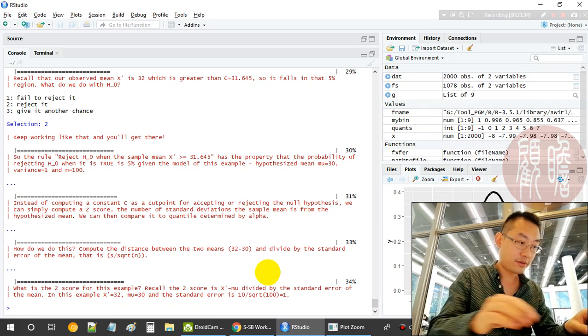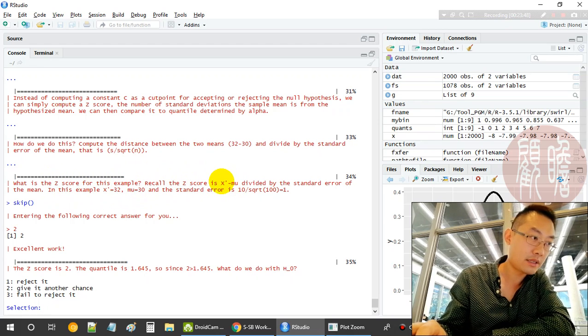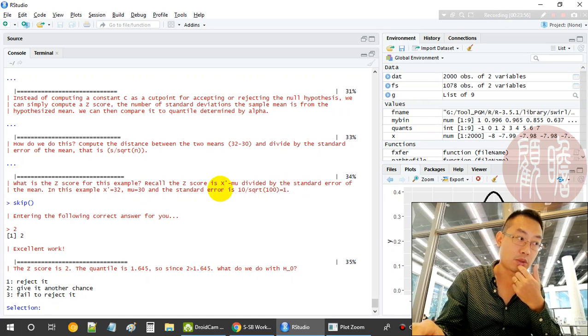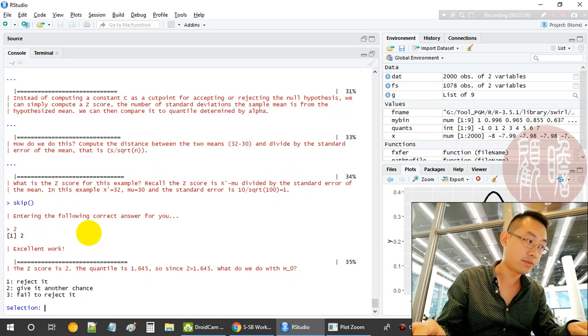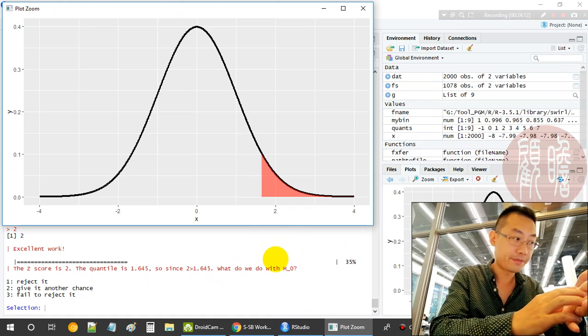Okay, the standard error is this value, right? It's 1. So the z-score for this example is 32 minus 30 divided by the standard error, which is equal to 1. So 2 divided by 1 equals 2. The z-score is 2, the quantile is 1.645, so since 2 is greater than 1.645, what shall we do?